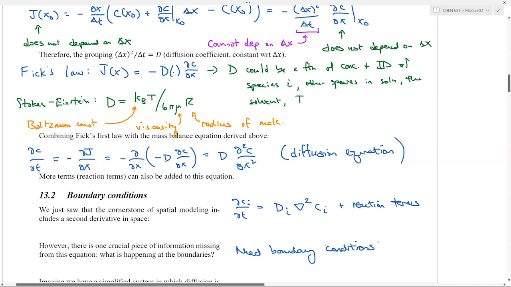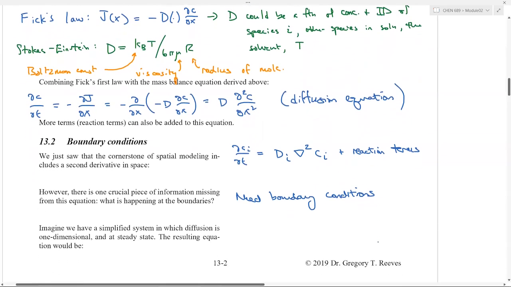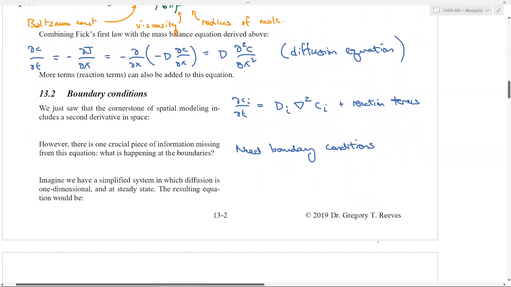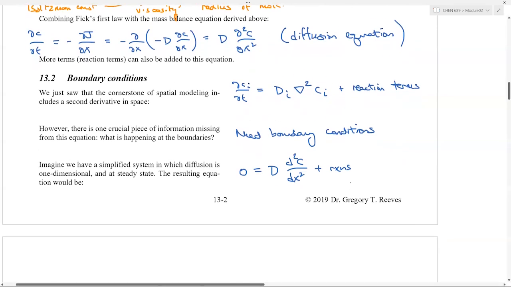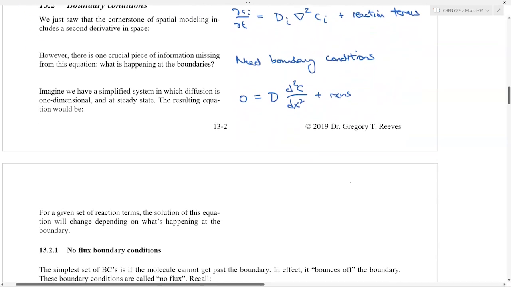As we talk about boundary conditions in the next few minutes before class wraps up, we're going to assume that our system is one-dimensional again and at steady state. So then our equation is 0 on the left-hand side equals our diffusivity times d squared c dx squared plus reaction terms, et cetera, which I'm not going to write out explicitly at the moment. So what kind of boundary conditions are we likely to see if we're going to model spatial systems in biology?